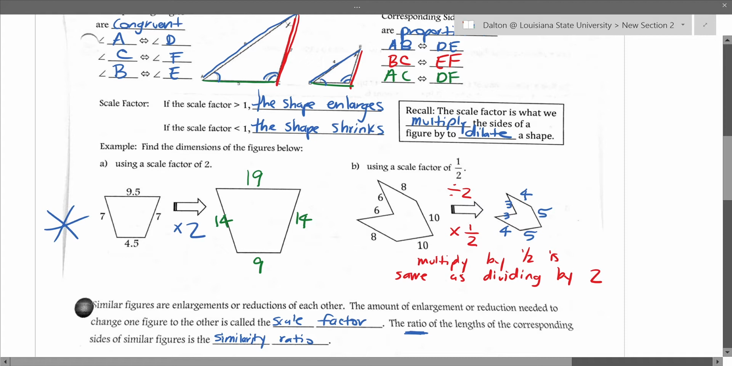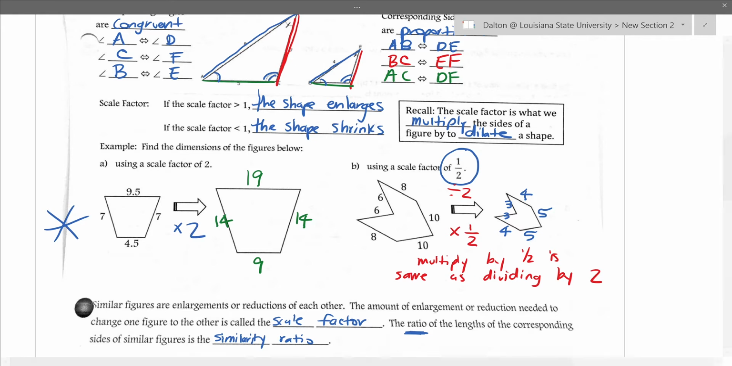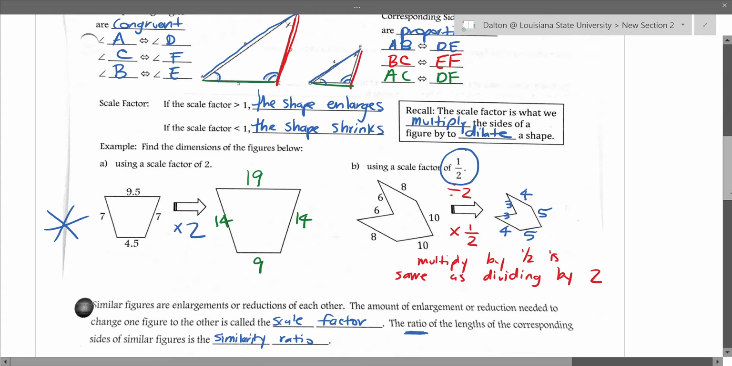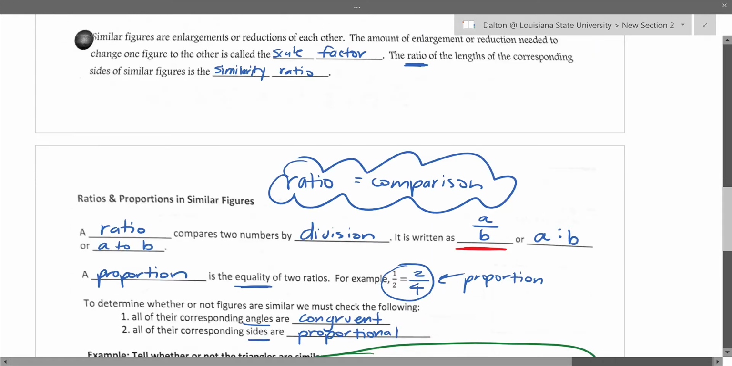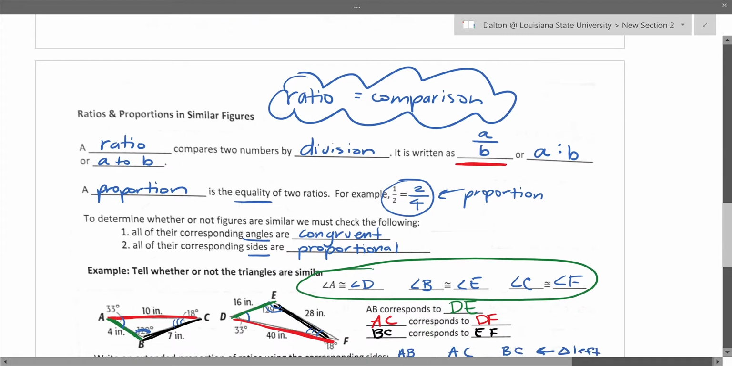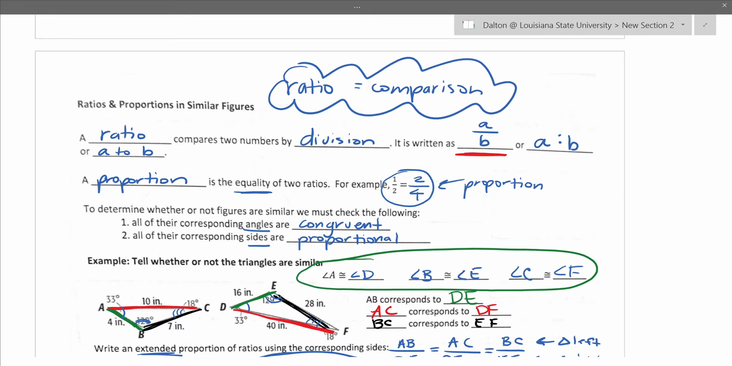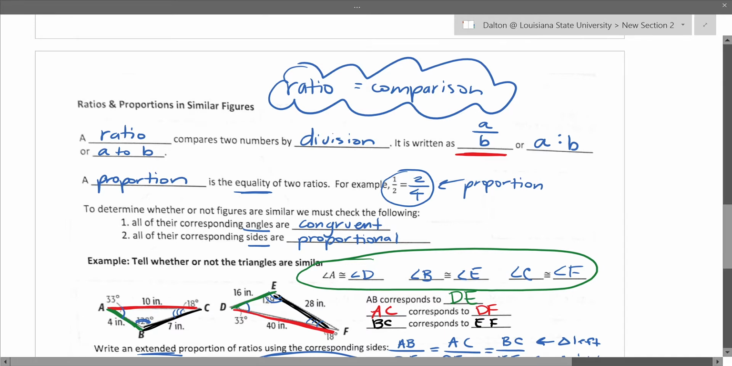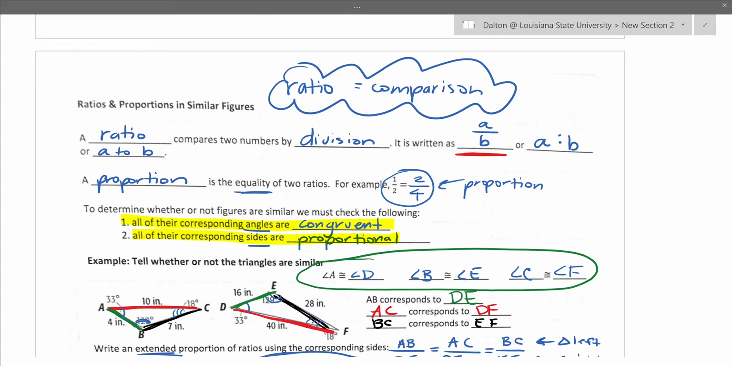Whereas in example B, my scale factor was a fraction. It was less than 1, so then my shape got smaller when I divided everything by 2. So that's what causes the shape to become a different size. In order to figure out if it is proportional, the main ideas here were that the corresponding angles have to be congruent and the corresponding sides have to be proportional. I'll say this is probably one of the biggest takeaways from today: similar shapes. Their angles have to be congruent, their corresponding sides have to be proportional.